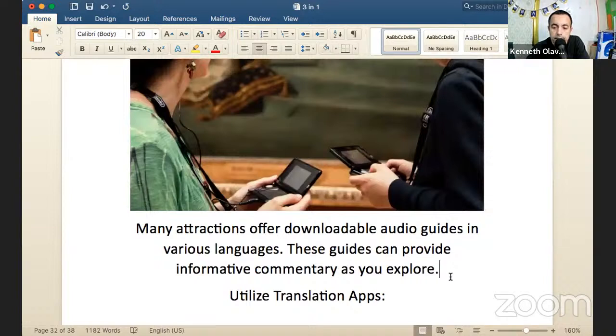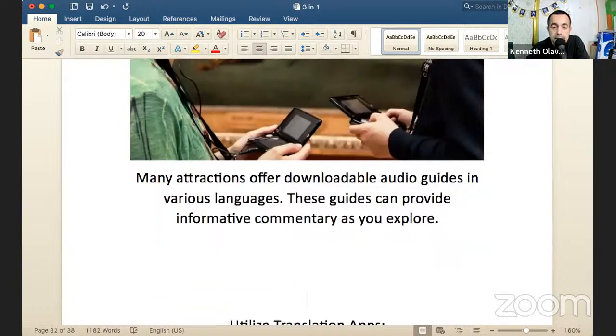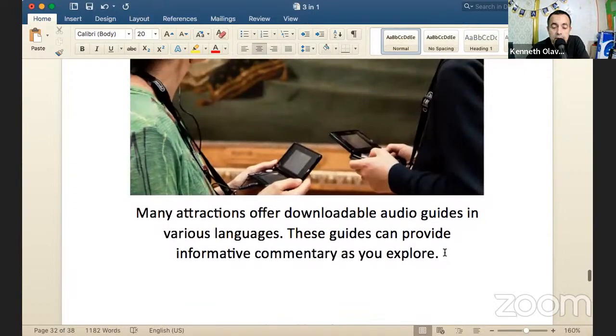So here we go. Many attractions offer downloadable audio guides in various languages. These guides can provide informative commentary as you explore.